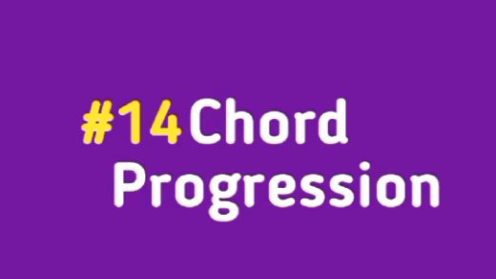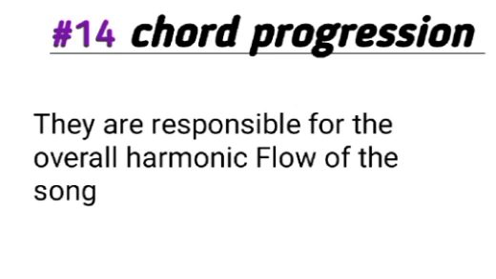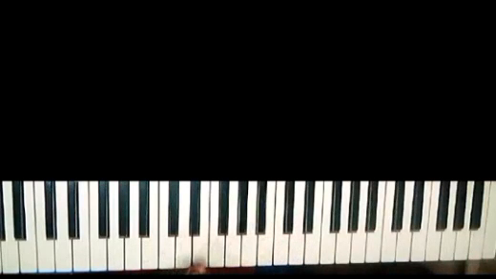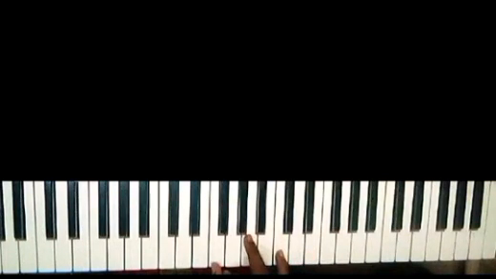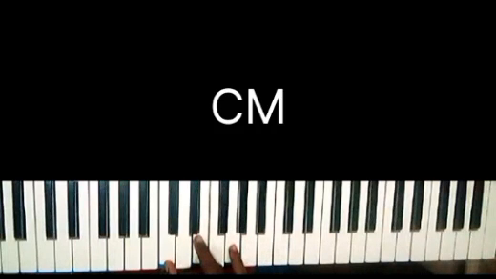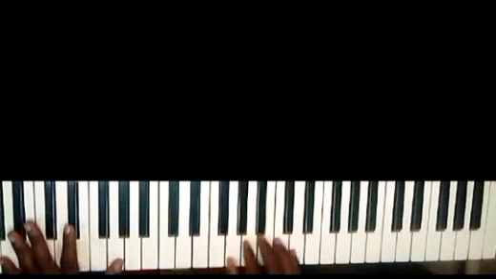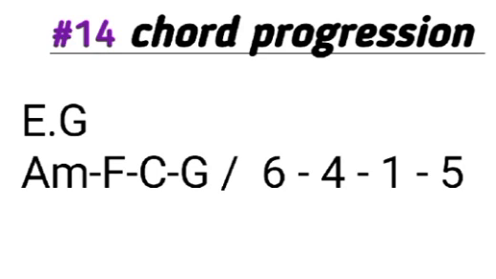Chord progressions. Chord progressions are simply a sequence or series of chords played in a musical piece. They're responsible for the overall harmonic flow of the song. So for example, let's pick 4 chords. Let's pick the A minor chord, which is this, the F major chord, which is this, the C major chord, which is this, and the G major chord, which is this. So when this group of chords we just picked are played together in time, it produces what we call a chord progression, which is the overall harmonic flow of that song.